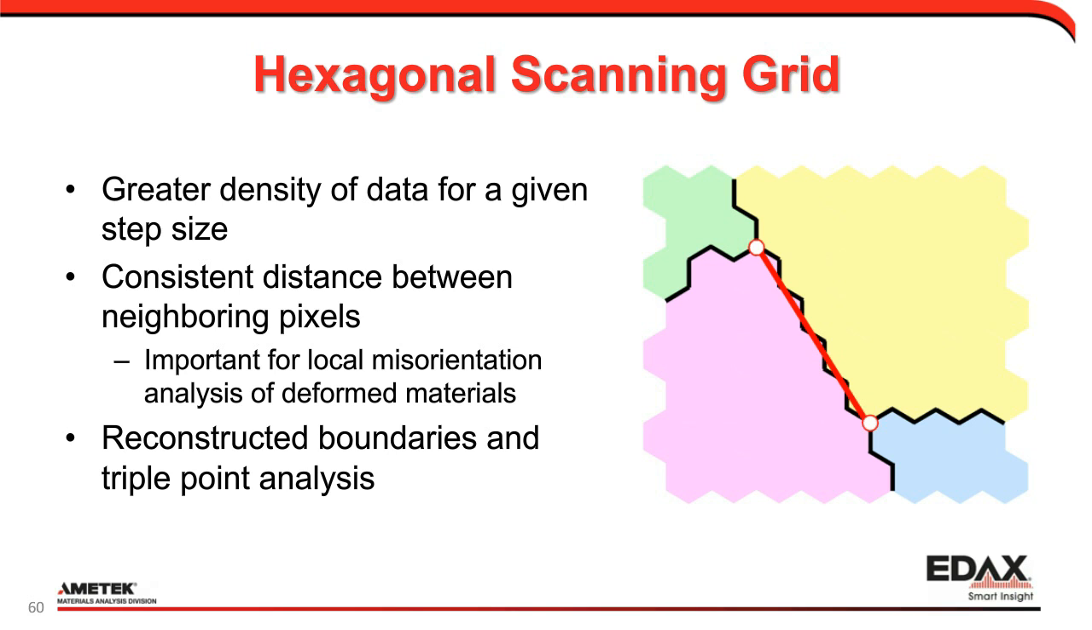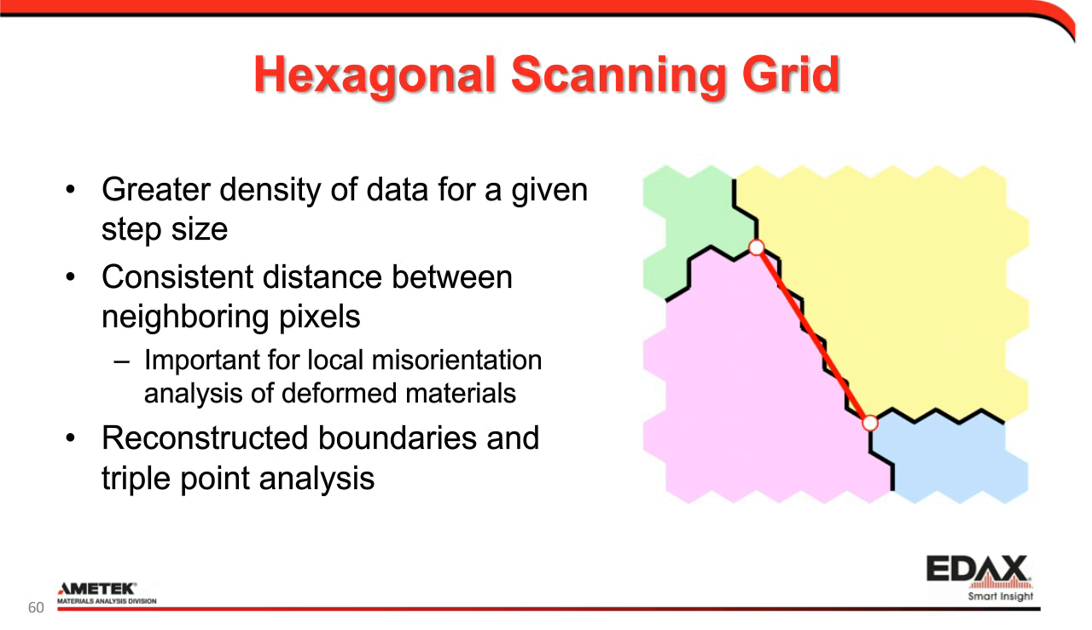And the hexagonal grid allows us to look at things like triple points. So triple points are important for how grain boundaries behave. With a hexagonal grid, we can find these triple points. We can reconstruct boundaries. And so it's something we've had for a long time that's sort of hidden under the seams, but I wanted to make mention of it here.